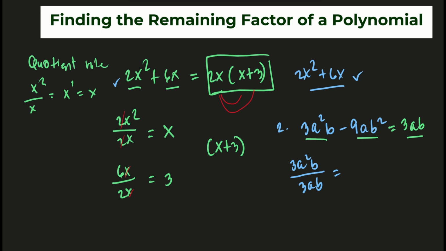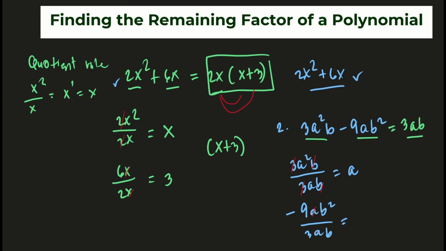This will give you 3 divided by 3, this one simply cancels out, and b cancels out. And then a squared divided by a, applying again the quotient rule, would simply give you a. Okay? Now, for our second term, we have negative 9ab squared divided by 3ab.